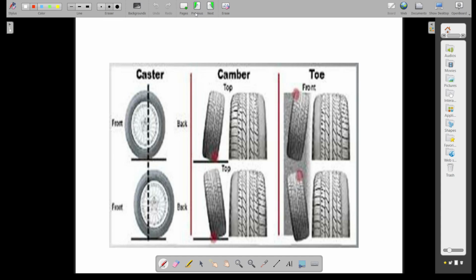I already told you regarding the caster, and that is suspension geometry. This is also called steering geometry. In the steering geometry, the very first thing included is the camber. So let me go into camber.